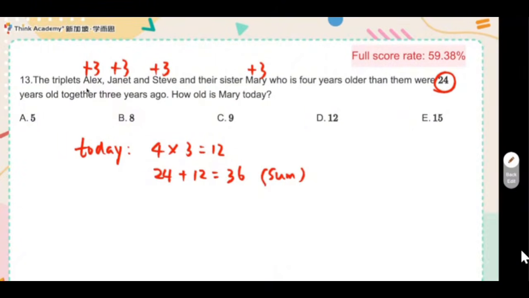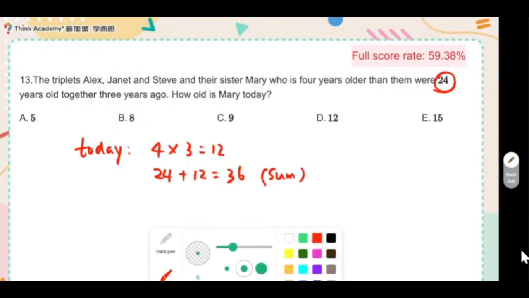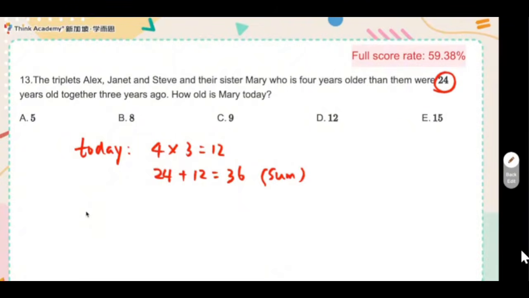And then we also know that Alex, Janet, Steve, they are of the same age, and their sister is 4 years older than them. So this time, our old friend bar model is coming. We can see Alex, Janet, Steve, they are of the same age, so we can just draw the same length bar for them. All of them of the same age, right? And then their sister Mary, is she still the same age? No, 4 years older, right? You can draw a longer bar or you just label plus 4, also can.